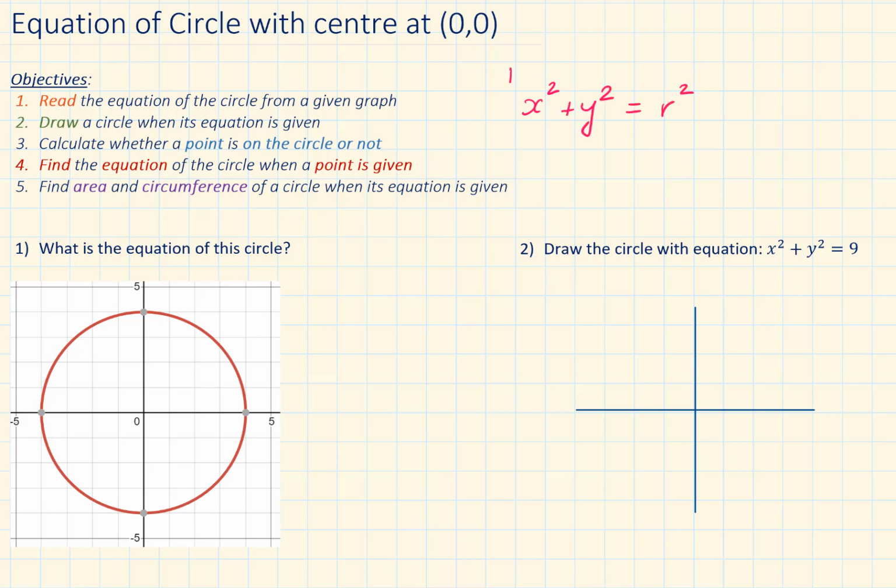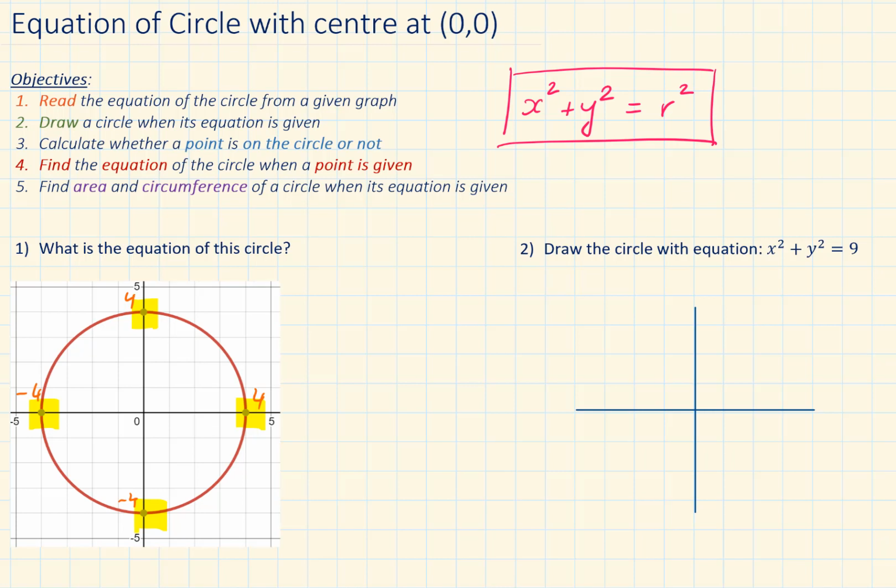equals radius squared. In question number 1, we have the center at 0, 0. We need to find where it's crossing the x and the y-axis. The y-axis is crossed at 4 and minus 4. The x-axis is also crossed at 4 and minus 4.